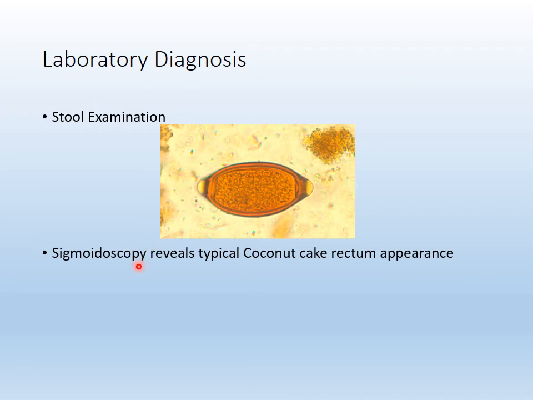Again, there is a very unique thing associated with this worm: when a person undergoes sigmoidoscopy, it gives a coconut cake rectum appearance. Why is it coconut cake? Because the rectum is inflamed, and many worms are attached to that inflamed rectum. The whitish worms attached on the rectum give the typical appearance of coconut cake.